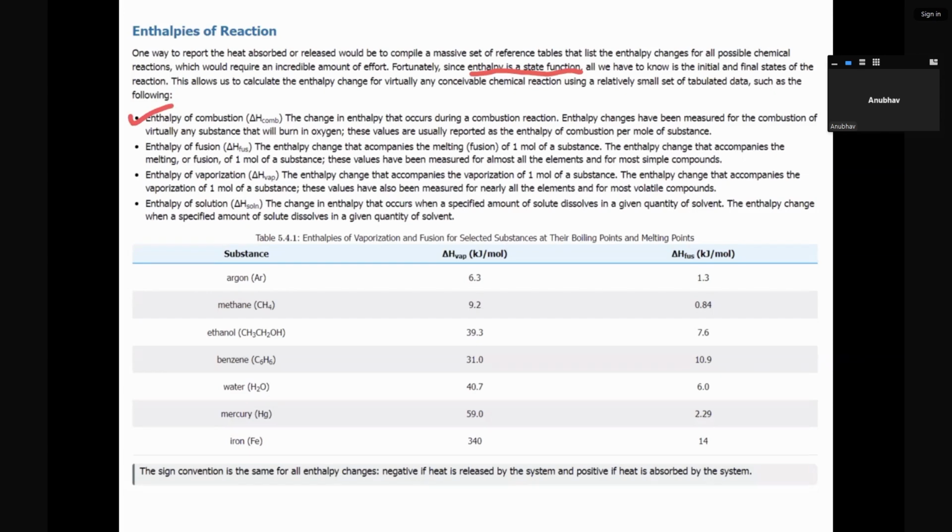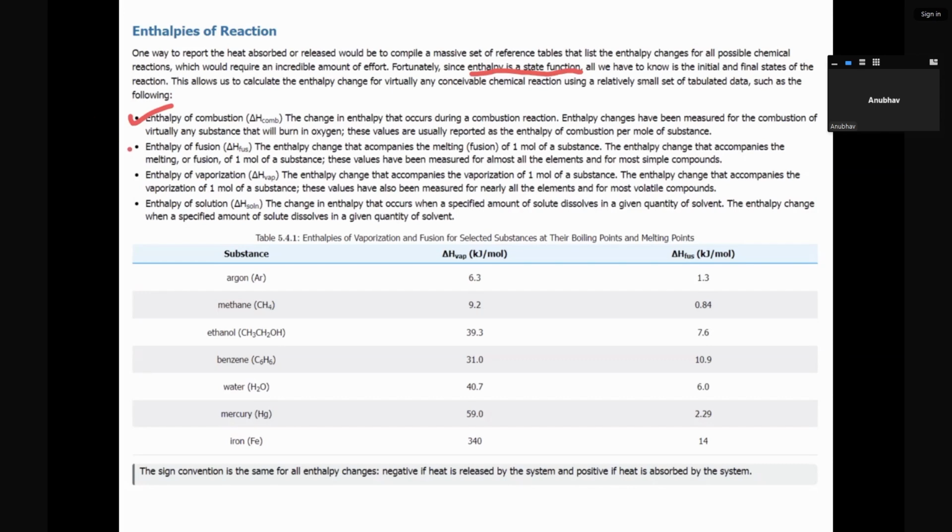A combustion reaction means I have a substrate, and I have to burn it completely in the presence of excess oxygen. That is called a combustion reaction. Enthalpy changes have been measured for the combustion of virtually any substance that will burn in oxygen, that is, in air. These values are usually reported as the enthalpy of combustion per mole of the substance.